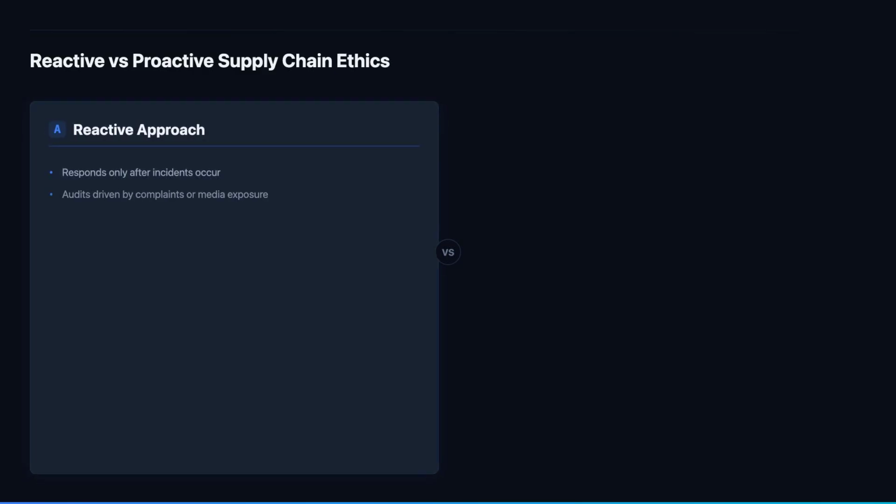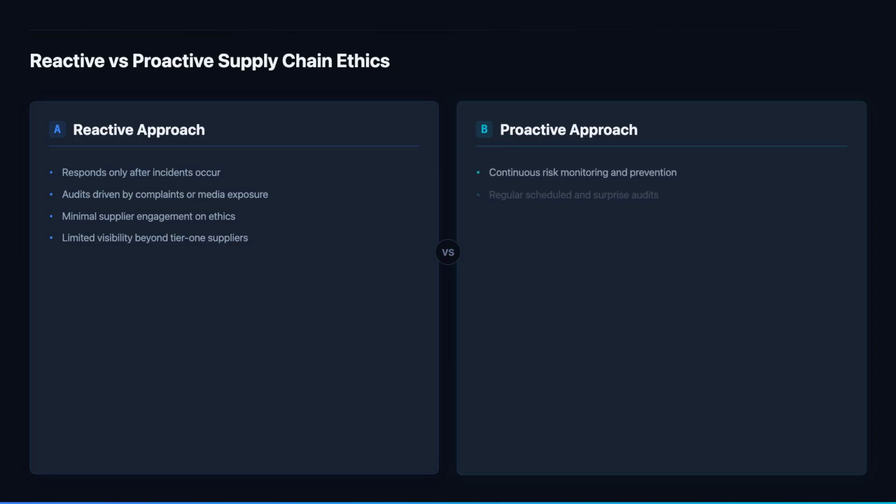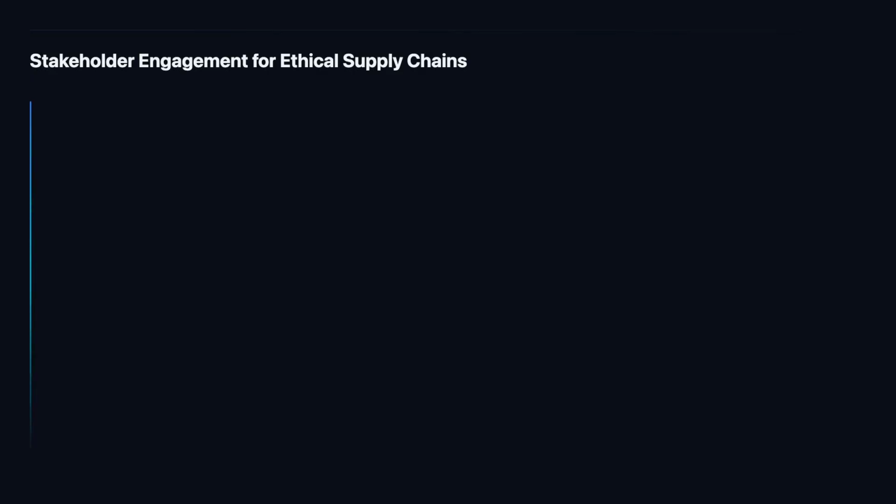A reactive approach leaves organizations vulnerable to reputational damage and regulatory penalties. Proactive organizations build resilient, ethical supply chains that protect their brand and deliver long-term value. Engaging stakeholders across the supply chain is essential for building shared accountability and driving lasting improvements.